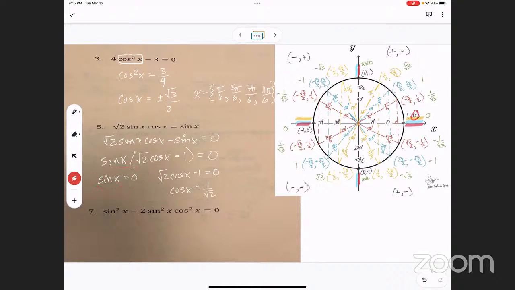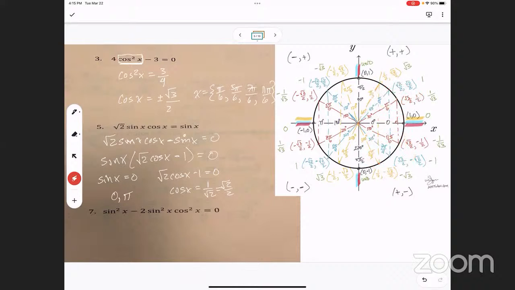Isn't that sine is the y? Zero and pi. It's at 0 and pi. Got it? And where does the cosine equal 1 over root 2, which is the same as root 2 over 2? That is going to be pi over 4, no, it's pi over 6. The cosine is positive. That's your x coordinate. So it's first quadrant and fourth quadrant.